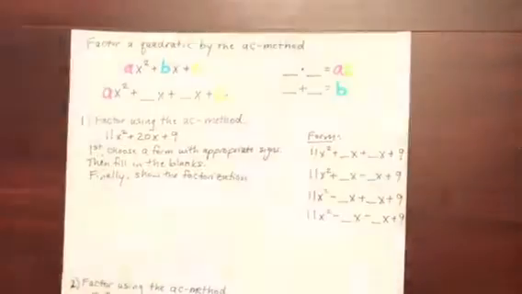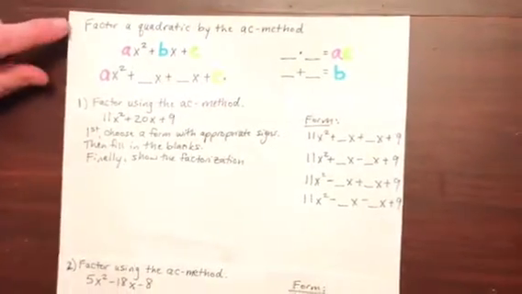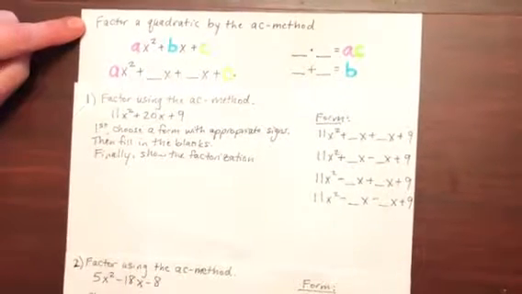This is Math 96, Quiz 4 topics. Factor a quadratic by the AC method.